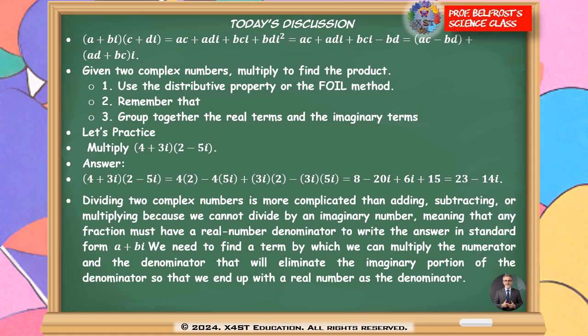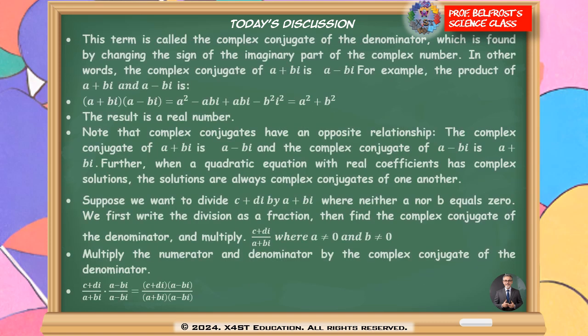How about dividing? Dividing will require a more complicated step than adding, subtracting, and multiplying, because we cannot divide by an imaginary number, meaning that any fraction must have a real number denominator to write the answer in standard form. So what we need is called a conjugate. We need the complex conjugate of the denominator to multiply with the form that we already have.